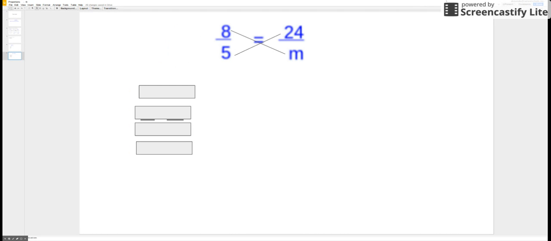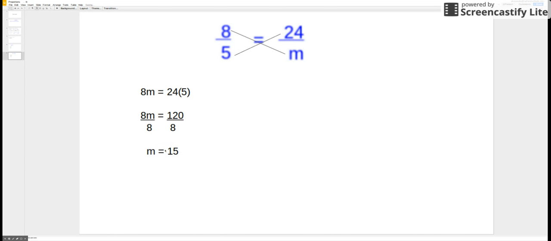And here is our last example. We have 8/5 is equal to 24 over m. Let's do the same thing. Cross multiply. 8 times m is equal to 5 times 24. So we have 8m is equal to 24 times 5. Okay, you have 8 times m. The opposite of multiplying by 8 is dividing by 8. Right? So we're going to divide both sides by 8. And you end up getting m to equal 15. So if you plugged in 15 here, this equation, 8/5 is equal to 24/15 would be true.